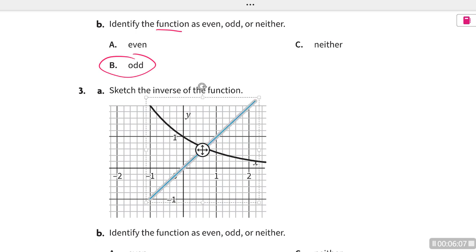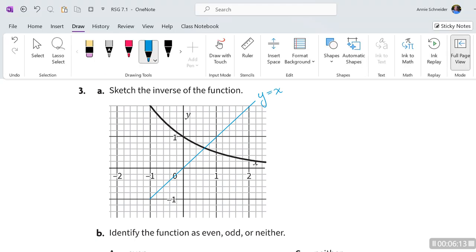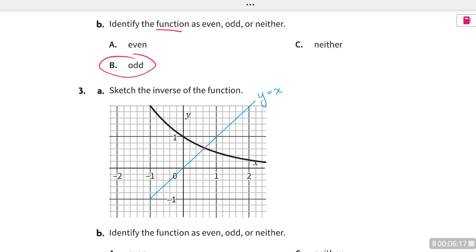So there's my line of y equals x. Okay, so let's change color up here. Where it touches this line, that's going to be the same on both. So here I see that we have a positive 1 y-intercept. That's going to move down here and become a positive 1 x-intercept. It's nice to do those intercepts.